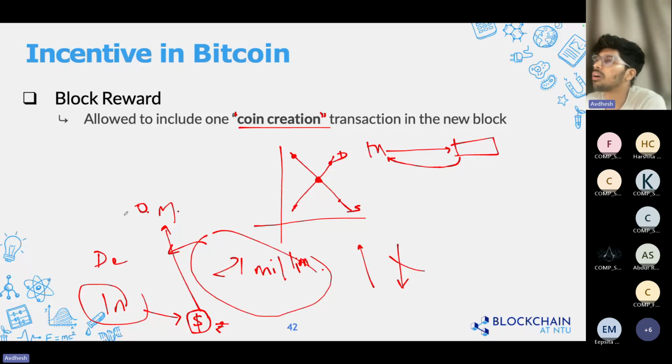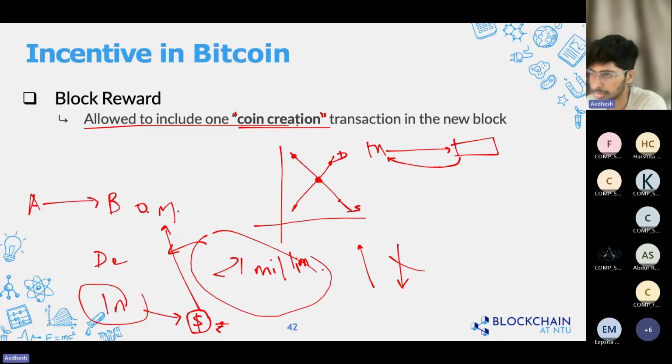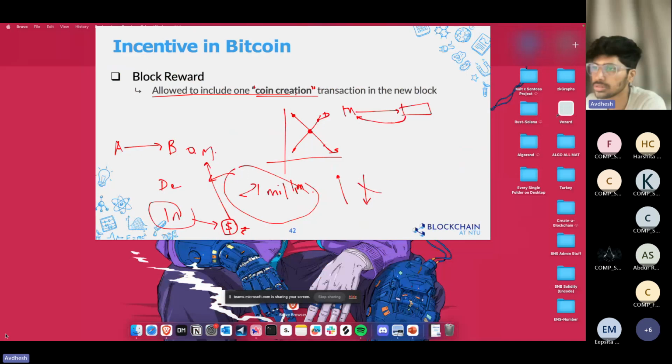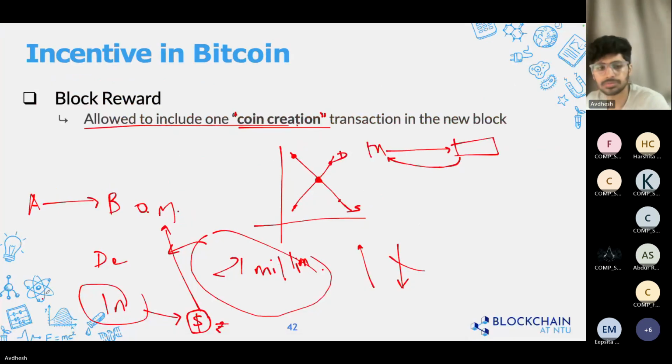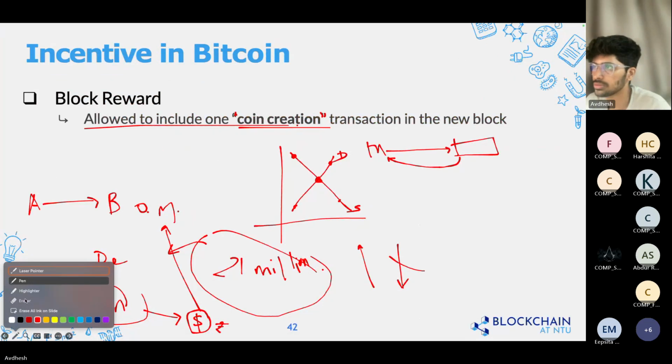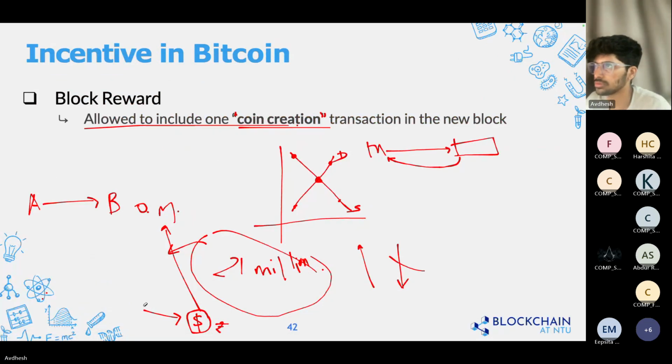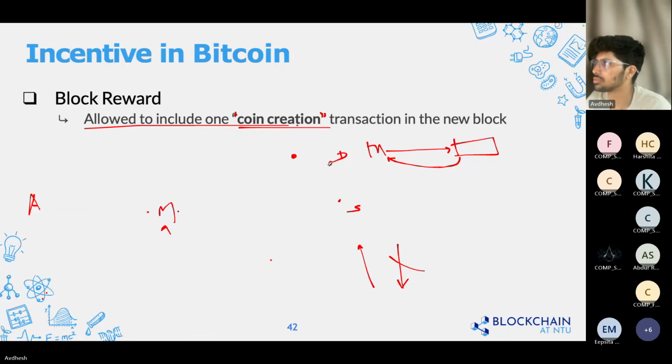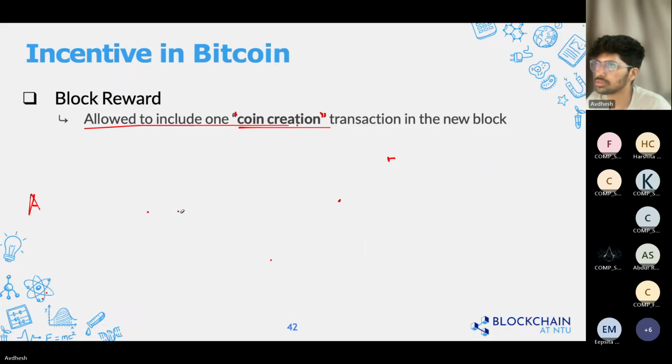So right now, what miners do is, for every transaction that Alice sends to Bob. Wait, let me just clear this out. Oops. Yeah. Okay. All right.